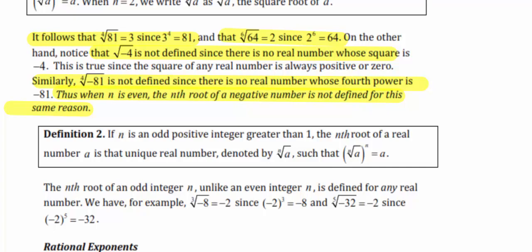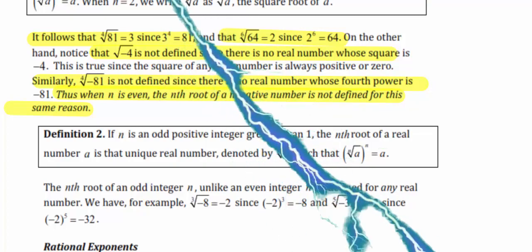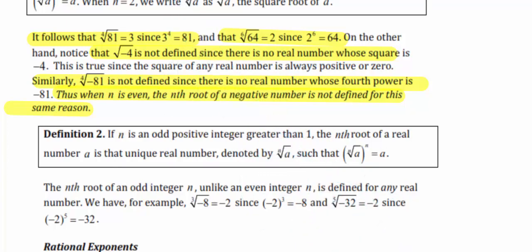So the next definition we have is if n is an odd positive integer greater than 1, the nth root of the real number a is that unique real number denoted by the nth root of a. Math definitions are never fun. But what that's telling us is that if we have an odd root, we can have negative numbers underneath there.